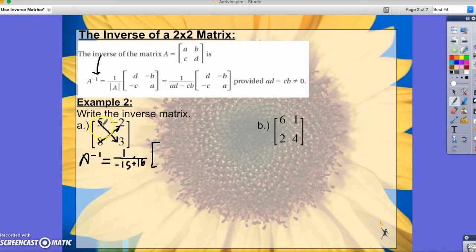Now, to deal with the down diagonal, we switch them here. So this is the 3 now, and 5 go here. And then this diagonal, we change it to the opposite sign. So now negative 2 becomes a positive 2, 8 becomes a negative 8. Now, we simplify this. This becomes what? 1 over 1.